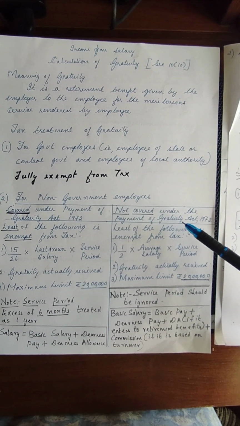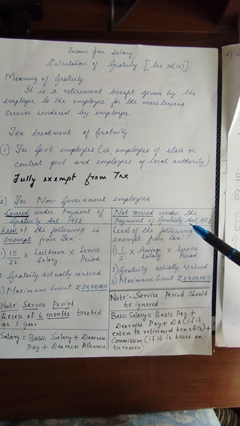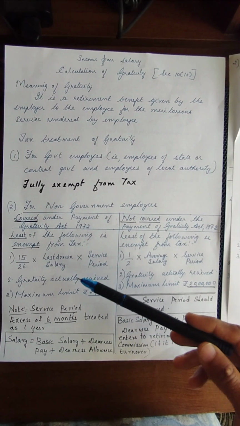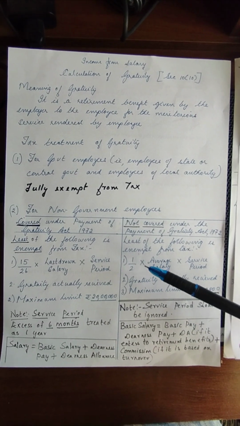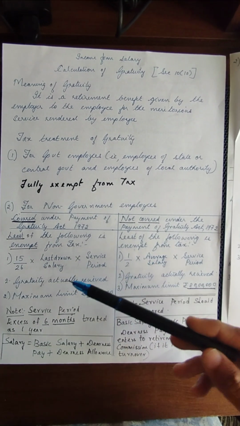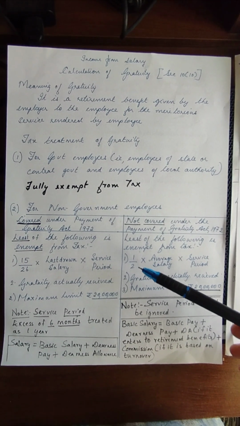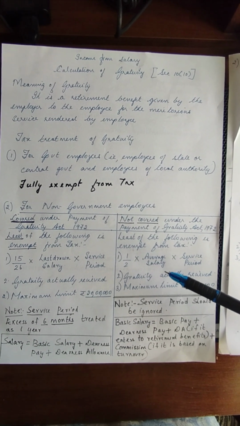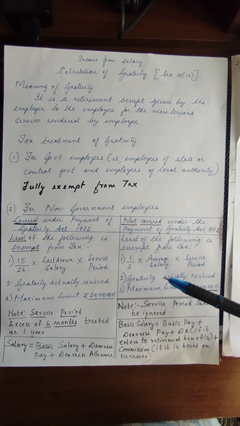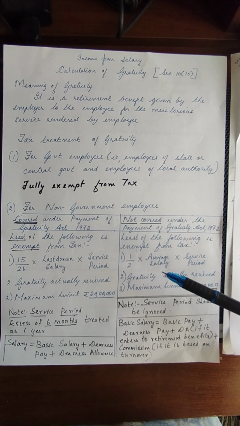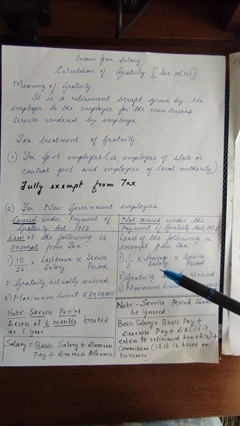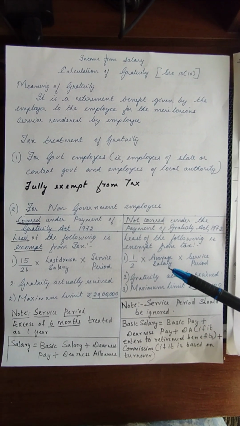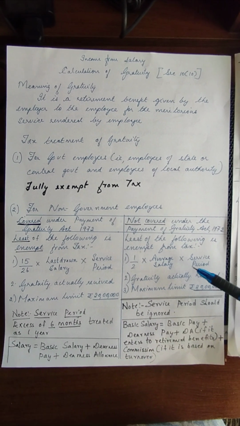Second situation is not covered under Payment of Gratuity Act 1972. Here also there are 3 conditions. The 2 conditions actually remain the same as in our first situation. Only the first condition is changing here. So instead of 15/26, in this condition it comes as half into average salary of the preceding 10 months. So it will be given in a question also. You can check in the question, if you are unable to understand which kind of condition is given, whether the 10 months preceding salary is given. You're going to follow not covered under Payment of Gratuity Act, and multiply with the service period.